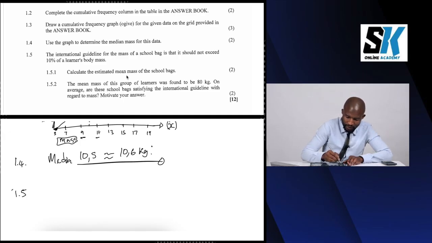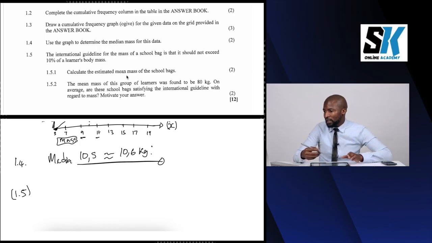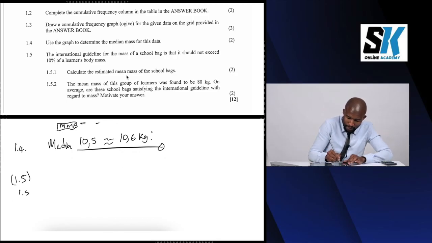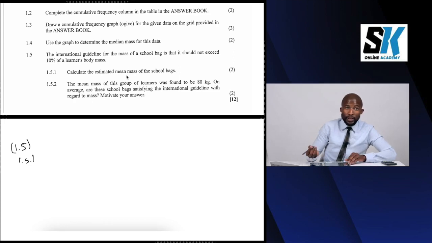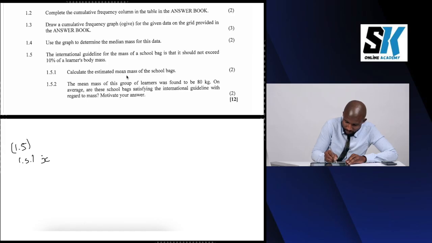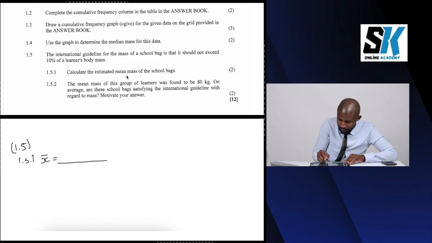So yeah, they've given us a rule or some sort of guideline that it should not exceed 10%. And then in 1.5.1, it says calculate the estimated mean mass of the school bags. So what do you do when you calculate the mean mass? You're going to give the symbol for the mean mass. It's going to be quite a long calculation, but I'm going to simplify it for you guys.